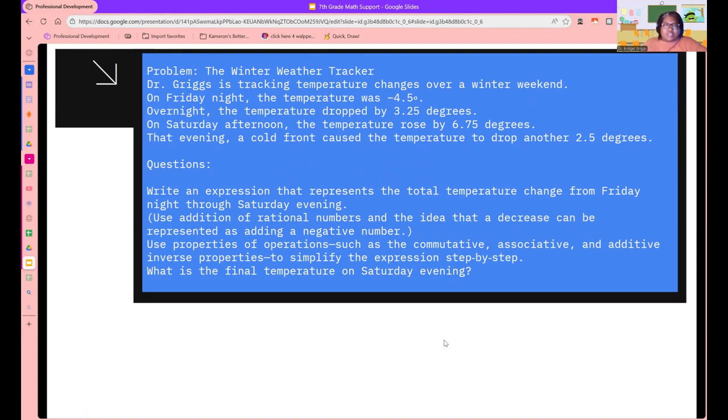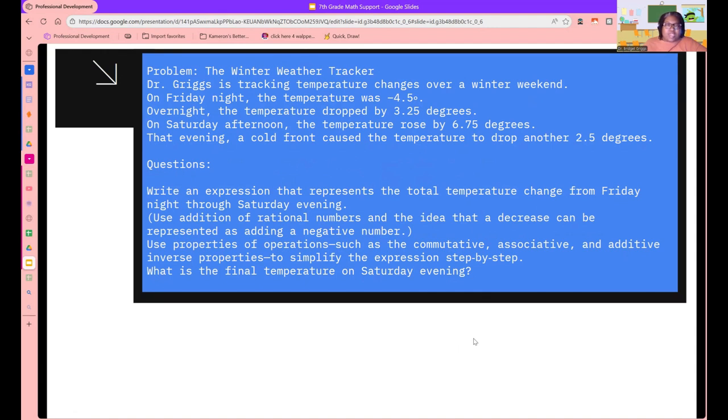On Friday night, the temperature was negative 4.5 degrees. Overnight, the temperature dropped by 3.25 degrees. On Saturday afternoon, the temperature rose by 6.75 degrees. That evening, a cold front caused the temperature to drop another 2.5 degrees.